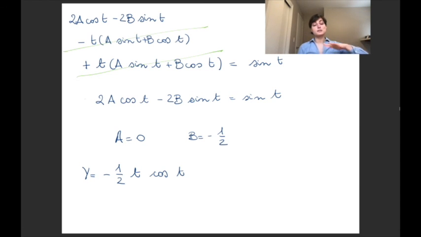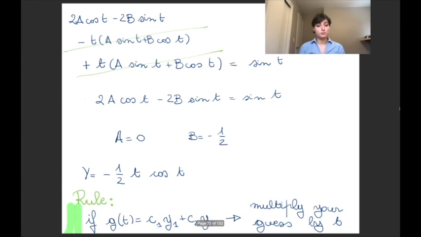And if we combine this particular solution with the general solution of the homogeneous equation, then we have the general solution of the non-homogeneous equation. So as a rule, if g, our right-hand side, is a linear combination of the fundamental solutions of your homogeneous ODE, you guess your solution by multiplying by t.